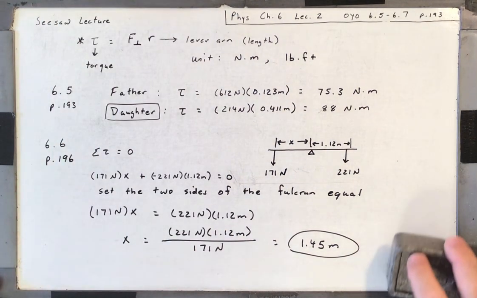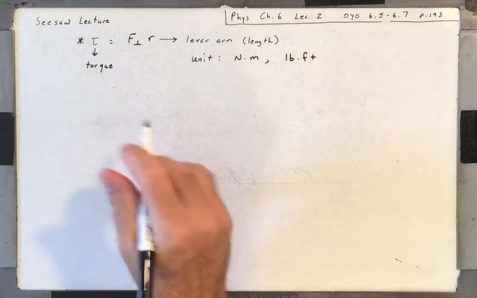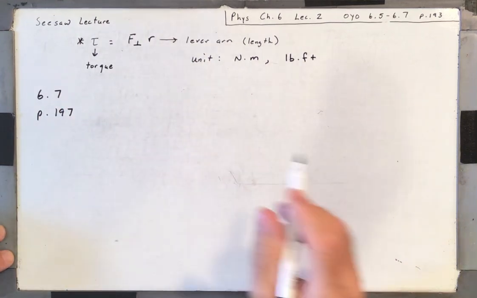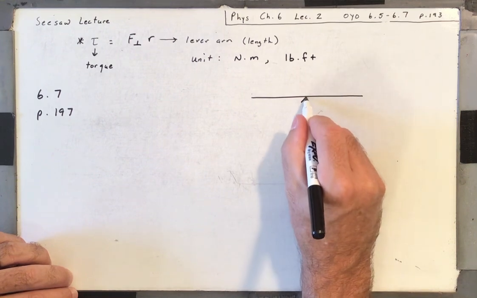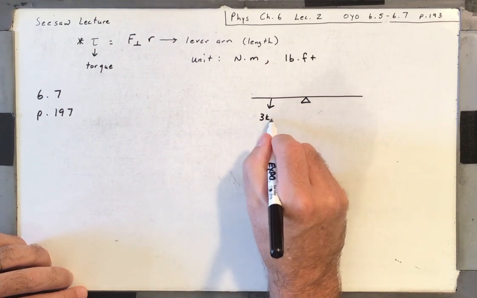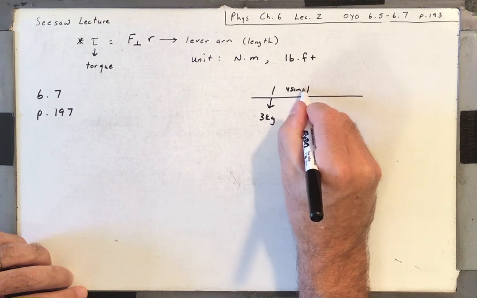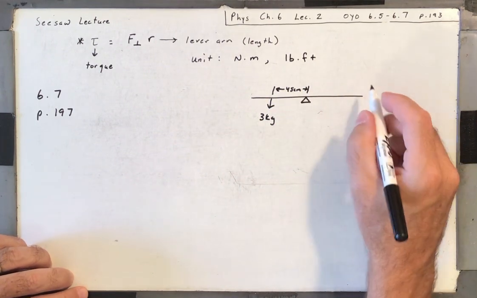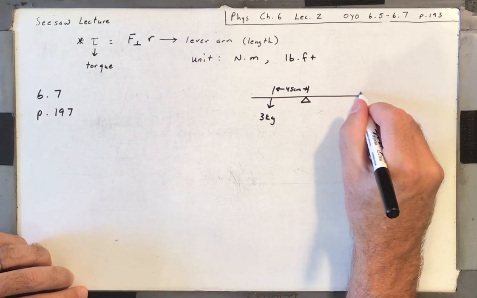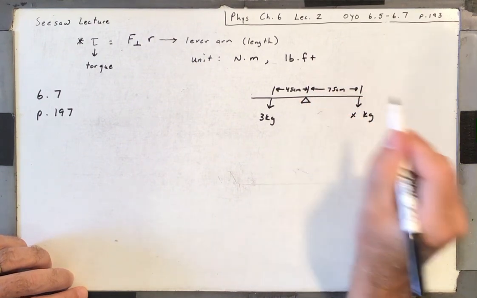All right, pause video if you need to, and we'll do 6.7. All right, 6.7 is on page 197. So here we've got a balance system where we have 3 kilograms and it's 45 centimeters to the fulcrum. And then on the other side, I've got X kilograms, I don't know how much, but the distance to the fulcrum is 75 centimeters. And it asks for the mass.